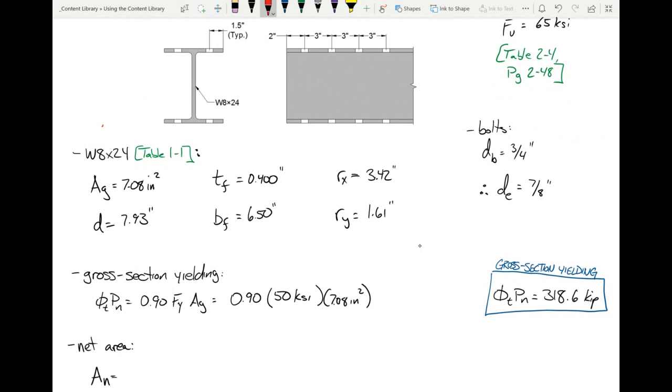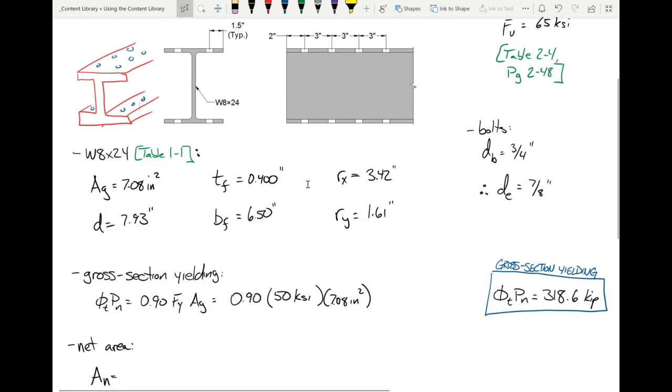All this is just a roll shape going like this. And there's just bolt holes like that. And that's all we've got. So no stagger factors or anything like that. So it's just going to be the gross area minus some amount of bolt holes. How many bolt holes do you think we're going to subtract for this section?